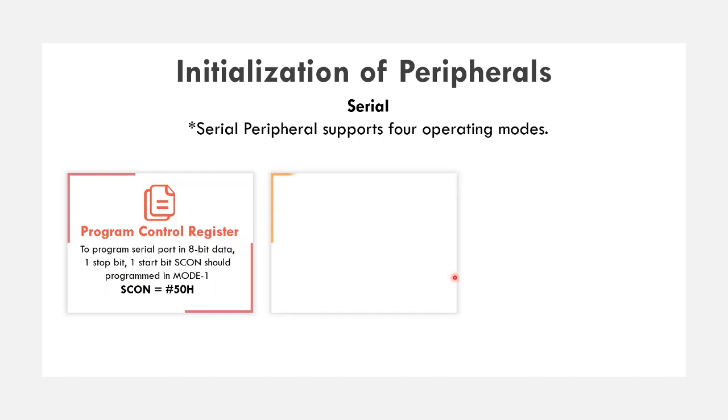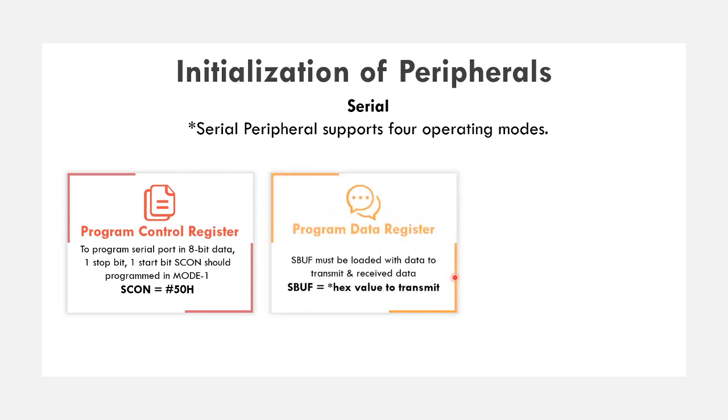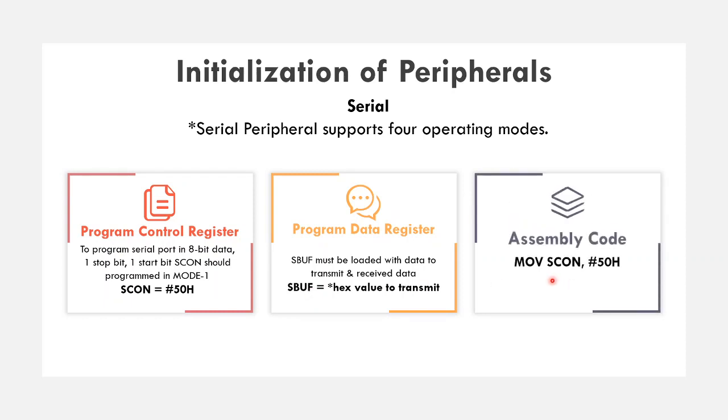The second register is the serial buffer register, that is SBUF. This register has the responsibility to store the data which serial communication is receiving. And when we have to transmit the data, we have to write that data into this register. So to initialize this register, the code will become MOV SCON, #50H. With this information, we have to develop the subroutine to send the data first.